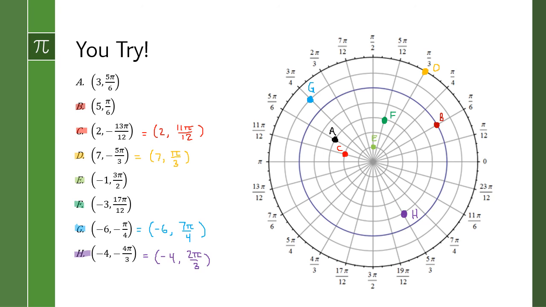So this is the basics of graphing in polar coordinate systems based on r and theta instead of x and y.